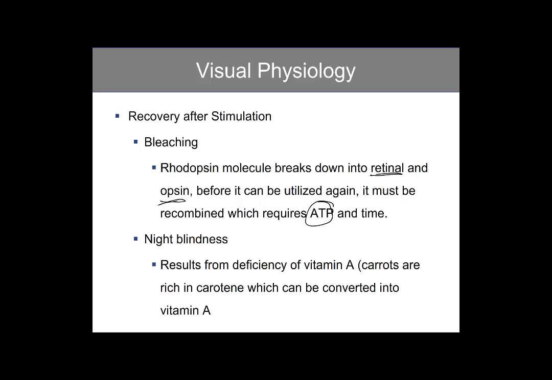Night blindness is the result of a deficiency of vitamin A. And of course, carrots are a rich source of carotene, which can easily be converted to vitamin A. And I think it's pretty common knowledge that carrots are good for sight. And this is really where that comes into play.